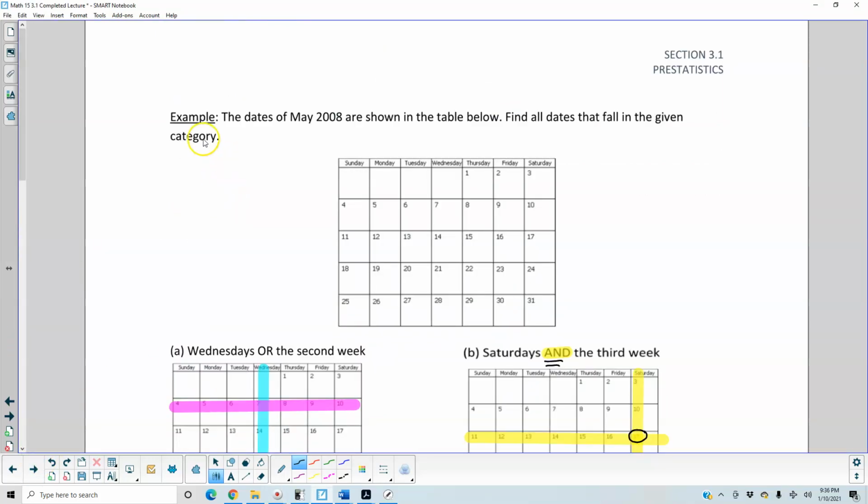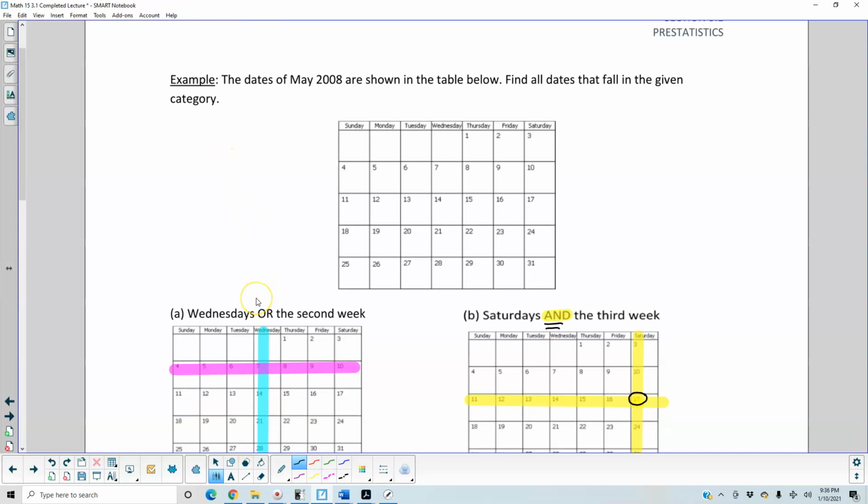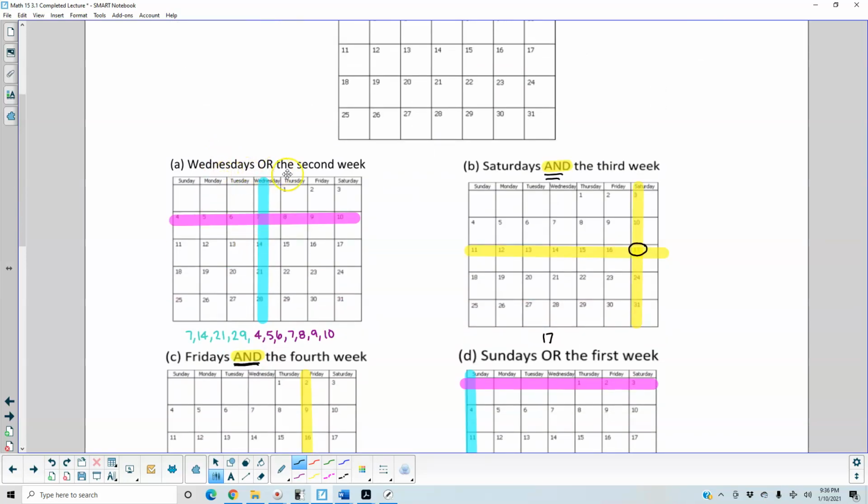So let's take a look at an example. The dates of May 2008 are shown in the table below. We want to find all dates that fall in the given category. So for part A, we want to find Wednesdays or the second week. So what we do is, you see here's Wednesday. We're going to go ahead and draw this blue line that represents all the days in Wednesday. And then the second week of the month is now in purple.